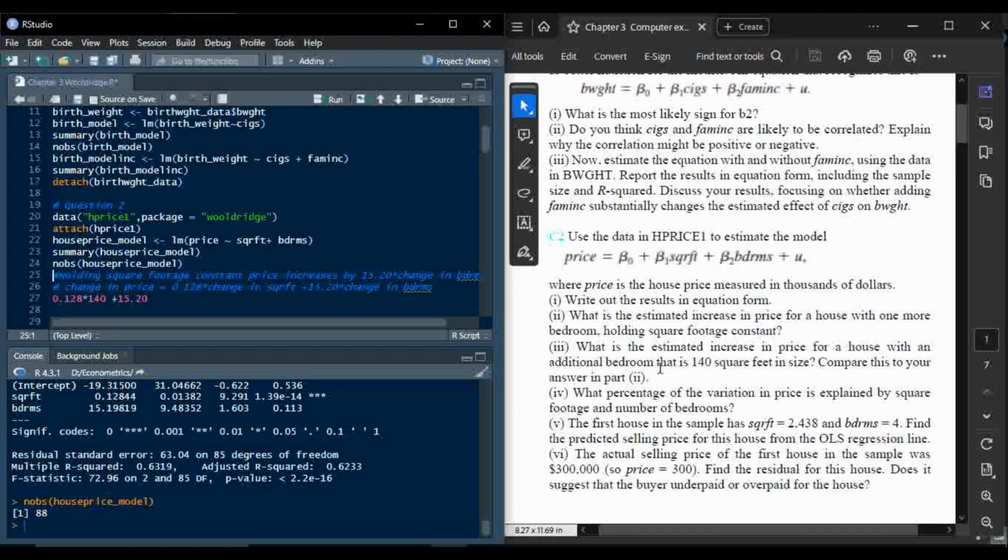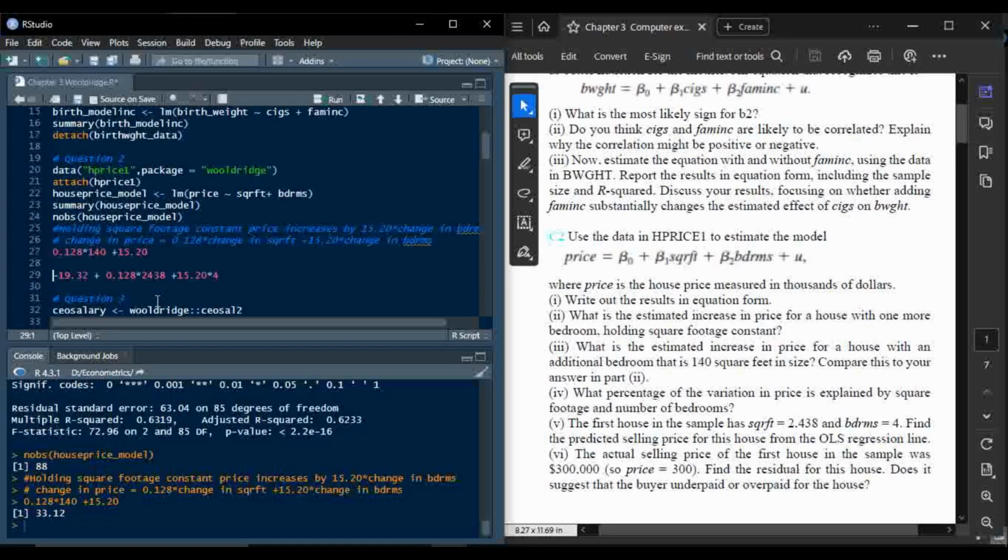Now let's look at the third question. What is the estimated increase in price for a house with an additional bedroom that is 140 square feet in size? For this we can estimate the change in price by multiplying the coefficient on square feet by the change in square feet and then adding the effect of the bedroom added. So the answer will be 0.128 times 140, which is the square feet part, plus 15.20, because only one bedroom is being added. Now let's look at the answer. The answer is 33.12, or $33,120. So the estimated change in price in this question is $33,120. Because the size of the house is also increasing, this is a much larger effect than in the second question.